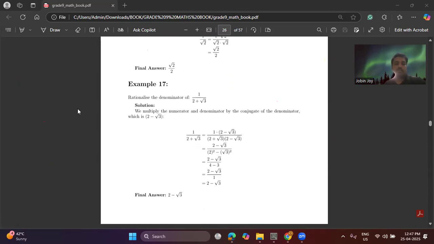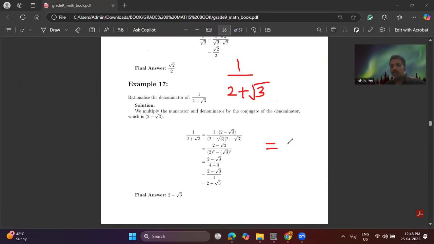Then the next number is 1 divided by 2 plus root 3. Here the denominator is again an irrational number, right? Because here, 2 is a rational number, but root 3 is an irrational number. As we already discussed, when you add a rational number with an irrational number, you will get an irrational number. So the denominator will be an irrational number. So how will you convert the denominator into a rational number?